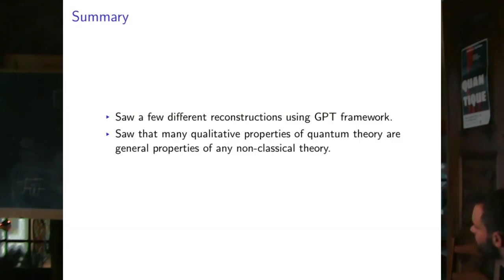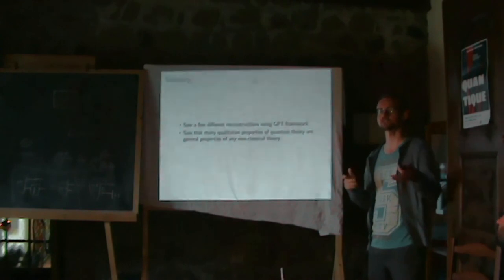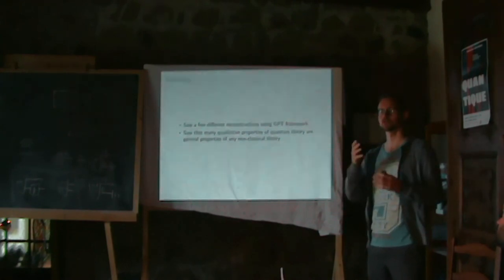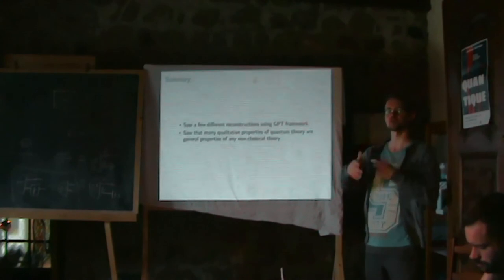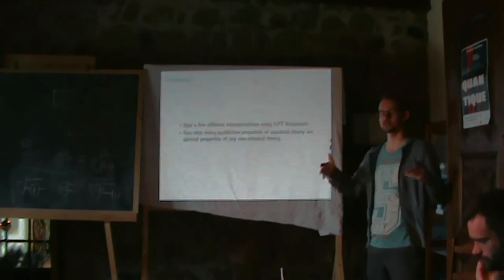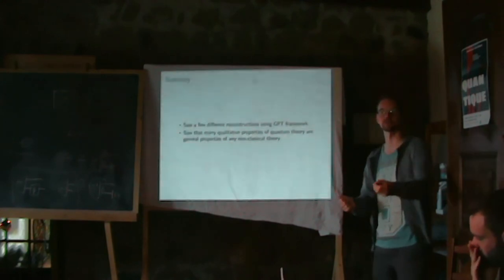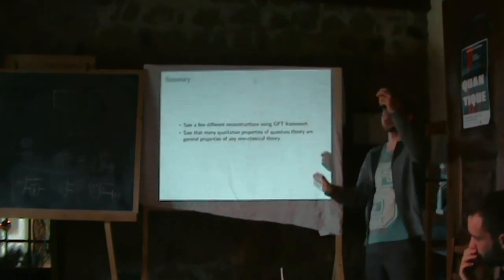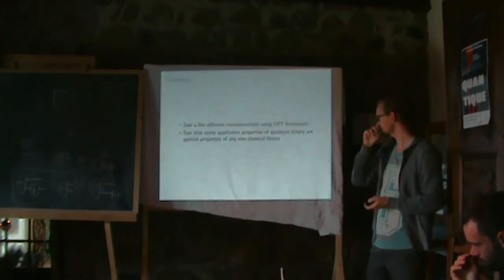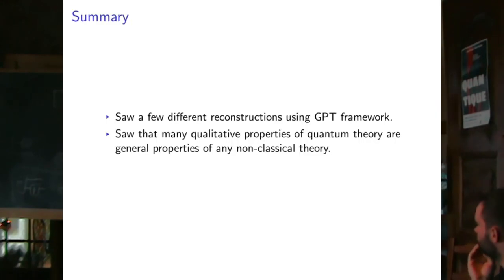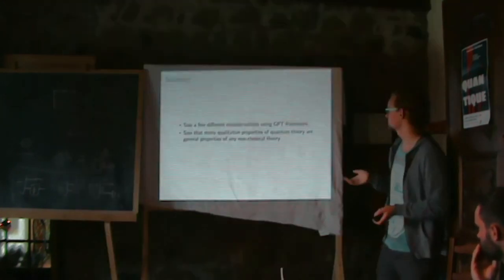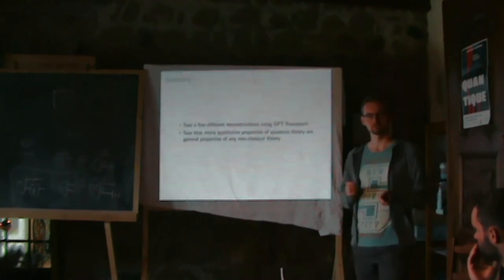Okay, so sorry for this lecture. We saw a few different reconstructions, and although none of them are ideal, it is interesting to see the similarities between them and find out which properties are needed to find a mathematical proof of the structure of quantum theory. They seem to converge on a few really important things, like local tomography or the fact that you can transform pure states to each other. And we saw that many qualitative properties of quantum theory are, in fact, general properties of any non-classical theory. Okay, and I think I'm out of time, so I'm going to leave it here.